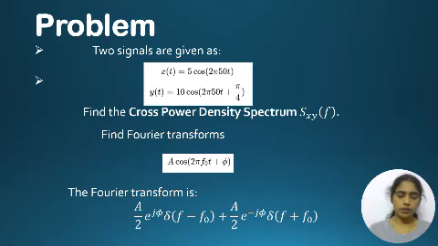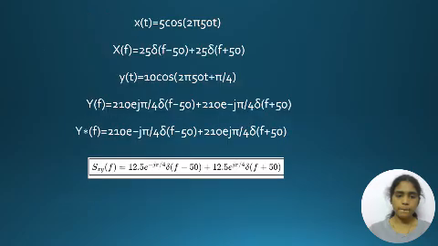The Fourier transform is A by 2 e power j pi delta of f minus f naught plus A by 2 e power minus j pi delta of f plus f naught. X of t equals 5 cos of 2 pi 50t. X of f equals 25 delta of f minus 50 plus 25 delta of f plus 50. Y of t equals 10 cos of 2 pi 50t plus pi by 4. Y of f equals 210 e power j pi by 4 delta of f minus 50 plus 210 e power minus j pi by 4 delta of f plus 50.